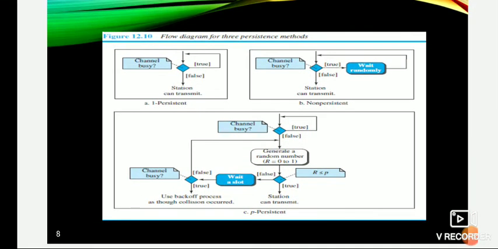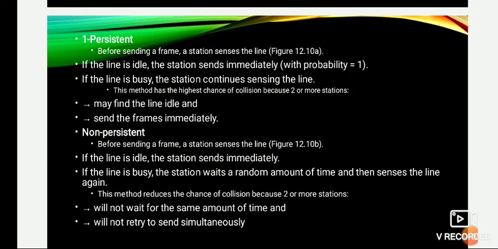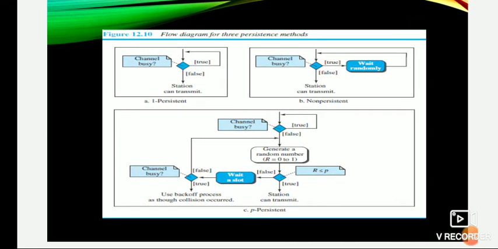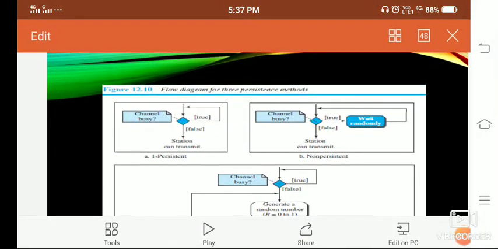So, this is a flow diagram for three persistent methods. The first one is one-persistent, the second is non-persistent, and the third is p-persistent. In the case of one-persistent, before sending a frame, a station senses the line, that is the first figure. If the line is idle, the station sends immediately with probability 1. If the line is busy, the station continues sensing the line. This method has the highest chance of collision because two or more stations may find the line idle and send the frame immediately.